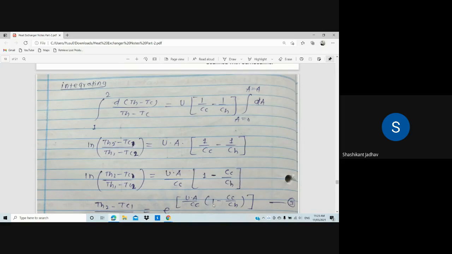Okay, so after that we have to take the integration from 1 to 2, and for the area we have to take the integration from 0 to capital A. So by taking the integration of the left hand side, as I told yesterday, integration of dx upon x is nothing but ln of x, and the value changes from 1 to 2. So because of that we get the value as ln of Th2 minus Tc1. Okay, so all of you write down that value.